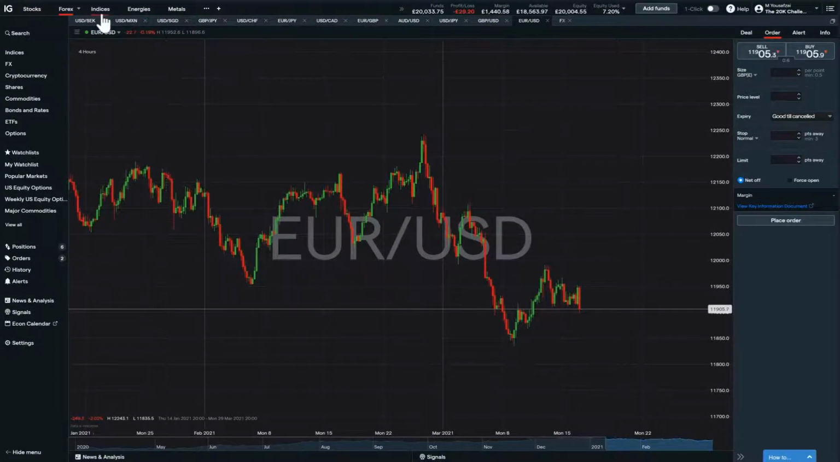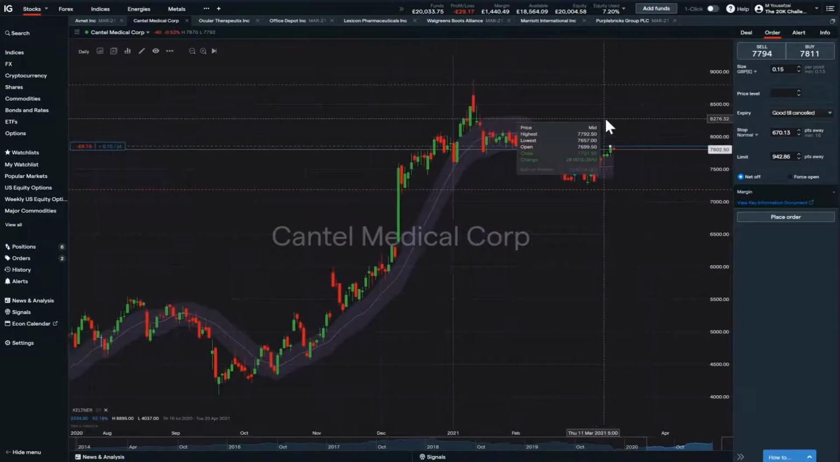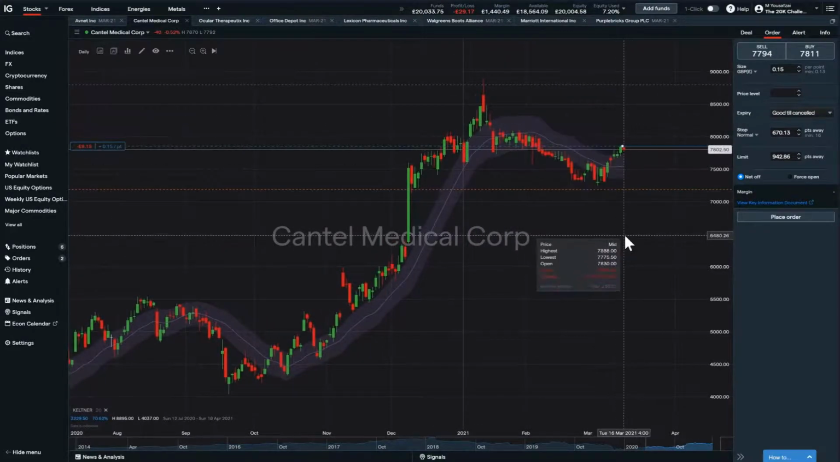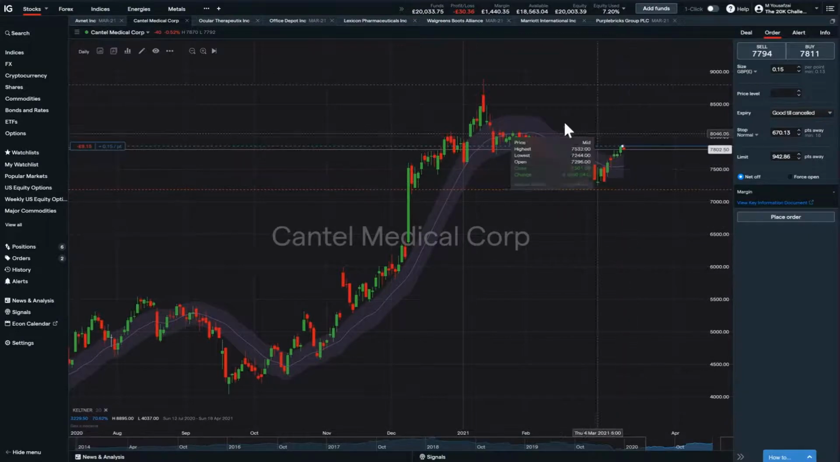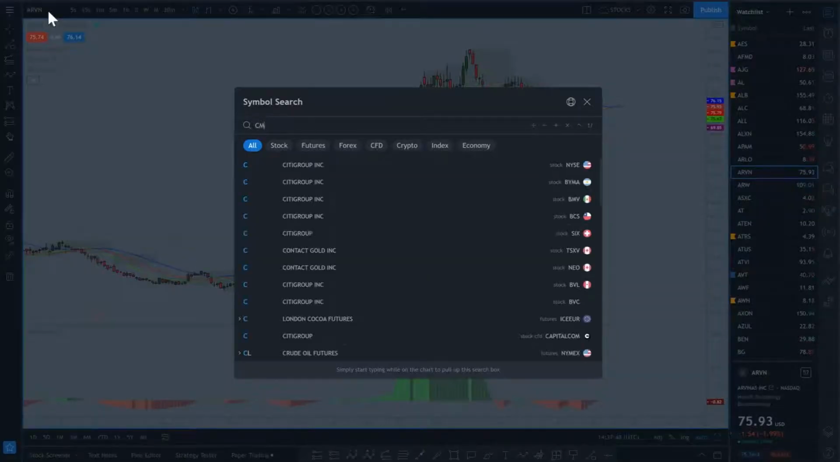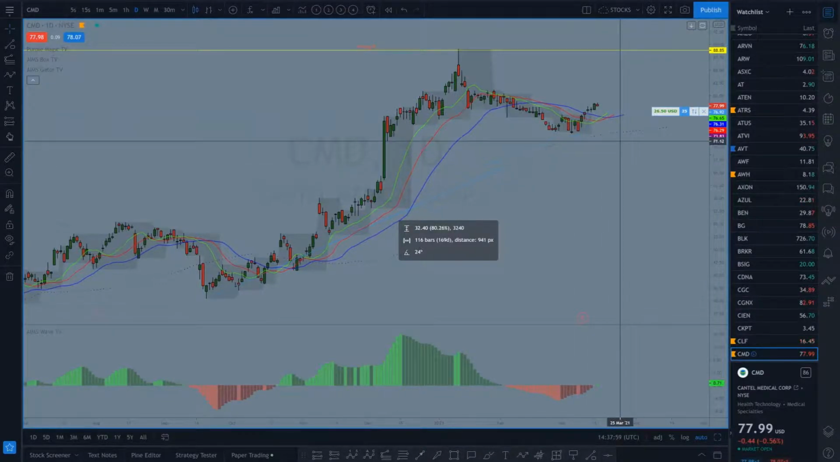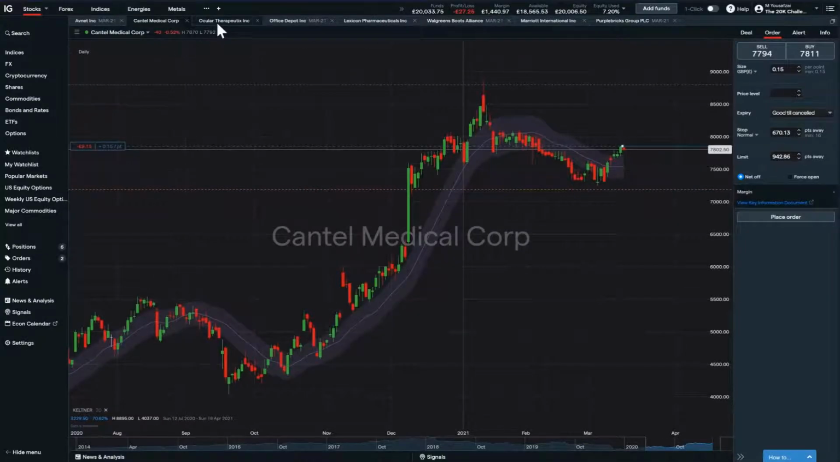That's the euro dollar. So CMD has triggered. Let's have a look at this one. I've gone in here, but I could have gone in early at 76. It's a slow mover, but we'll see in the next few weeks if it comes to that level. What's the next one?